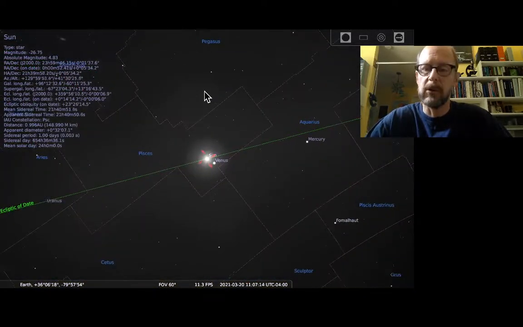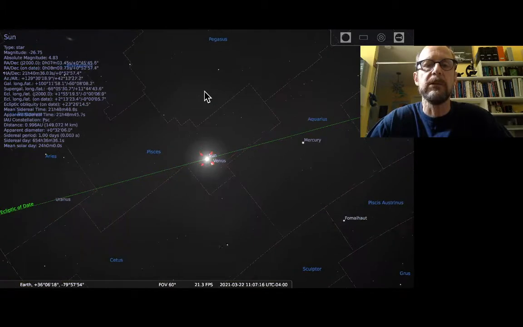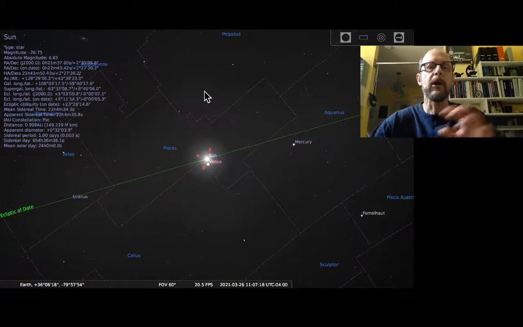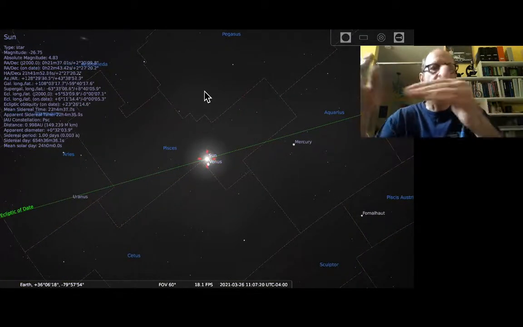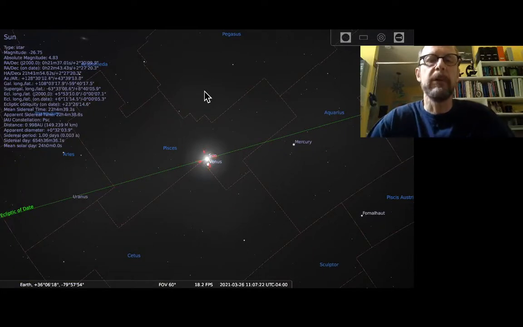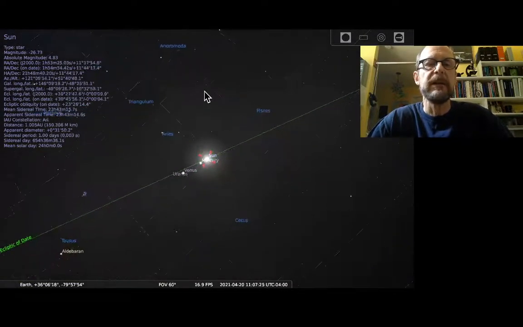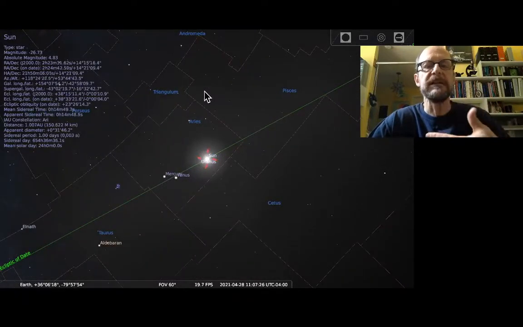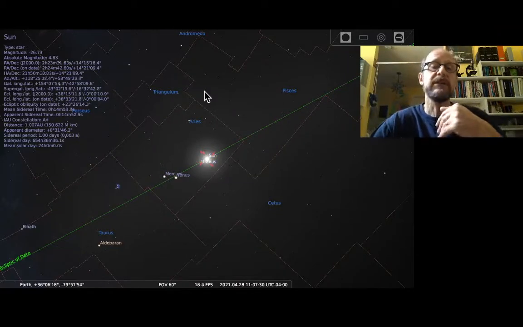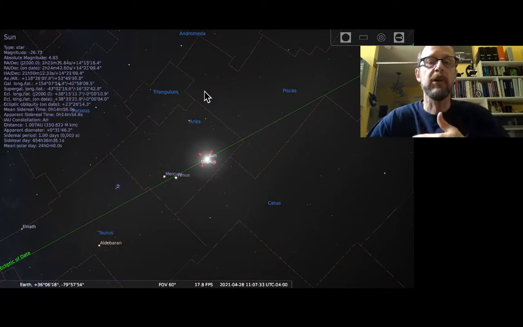I'm going to lock onto the sun as we continue. Now, as I advance time, we're always going to keep the sun in the middle of the view. So there's Pisces, Aries, and you may recognize these as the astrological constellations, that is, the ones that are used for horoscopes.